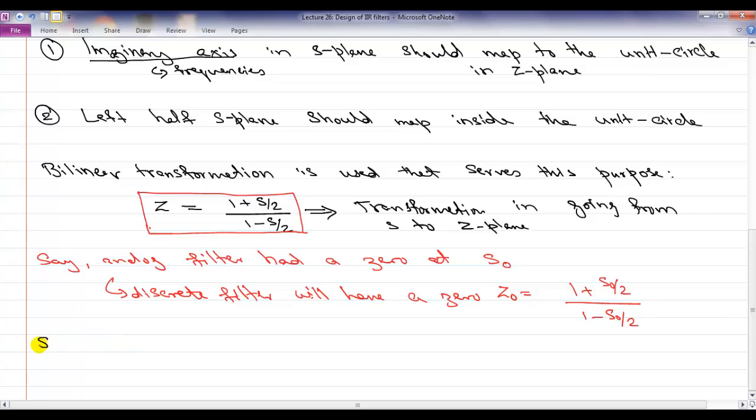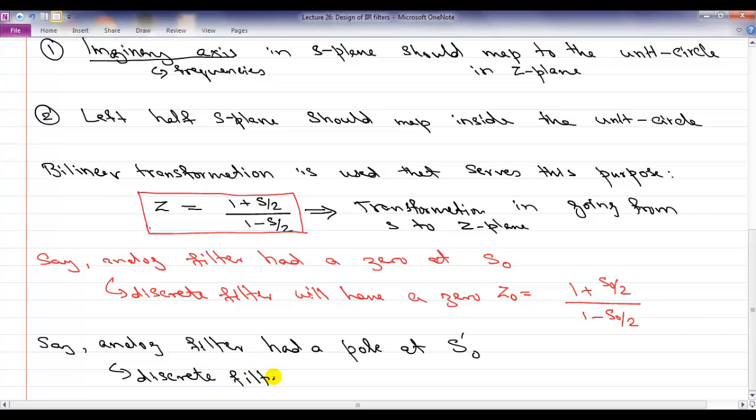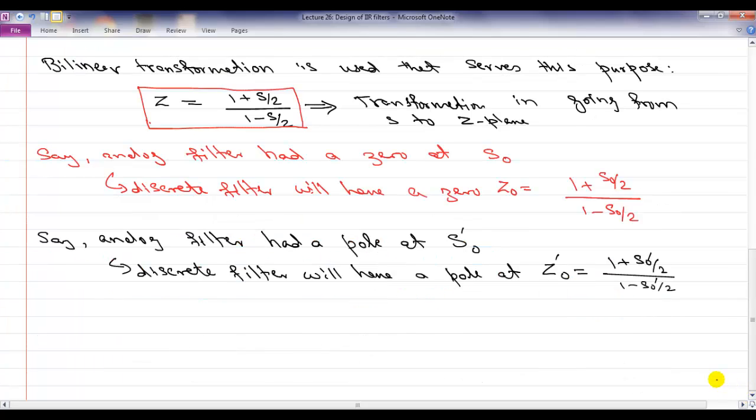Similarly, if the analog filter had a pole at S prime naught, then the discrete filter will have a pole at Z prime naught equal to 1 plus S prime naught over 2 over 1 minus S prime naught over 2. Okay.